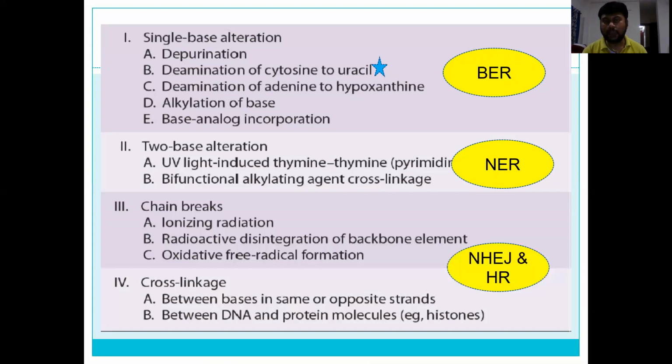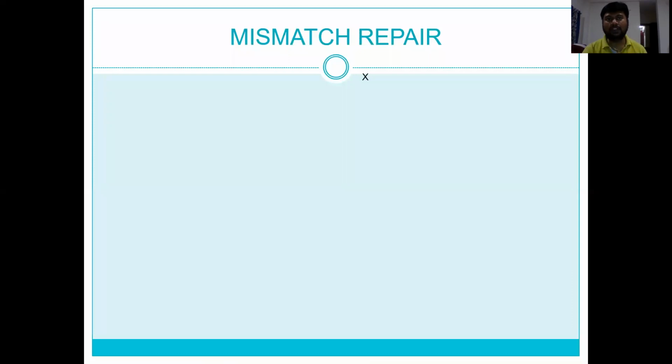Now we will see in detail about each one of these repair mechanisms. To start with, we'll start with the mismatch repair mechanism. About each one of these repair mechanisms, you should know three things. The first one is what type of error it repairs. Second, how it repairs, and finally, what will happen if it is not repaired. I'll be discussing all these repair mechanisms mainly under these three headings. So first, what type of error does it repair?